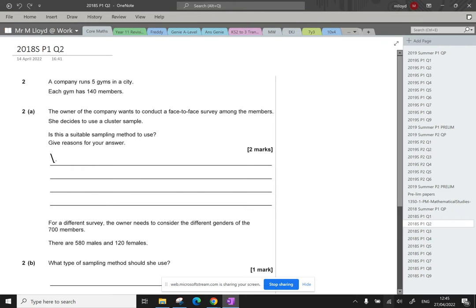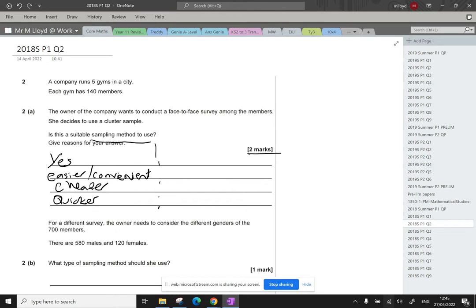So for this one, we could have yes, it is a suitable method, and these are the reasons. So it's easier or convenient. I've spelt it wrong. Convenient. I'm sure the examiners won't mind a misspelt word. It's cheaper. And it's quicker. So for your 2 marks, I think they're looking for 2 of those bits to make sure that we ensure that we get full marks.